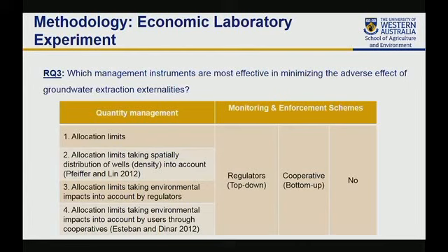And for research question 3, I will also use a laboratory experiment to study the management instruments. The first one, the allocation limits, is the one that Gnangara is currently using to manage the groundwater. The second one was suggested in the literature to reduce the pumping cost externality under the spatial configuration of the aquifer. The third and the fourth are to reduce the impact of environmental externality, either by regulators or cooperatives.